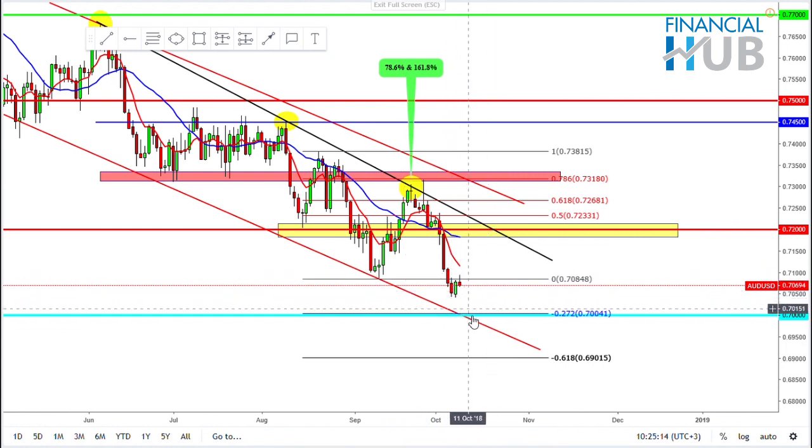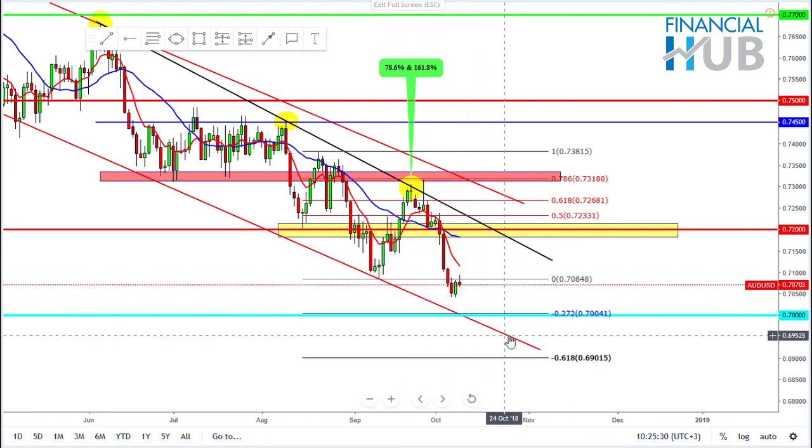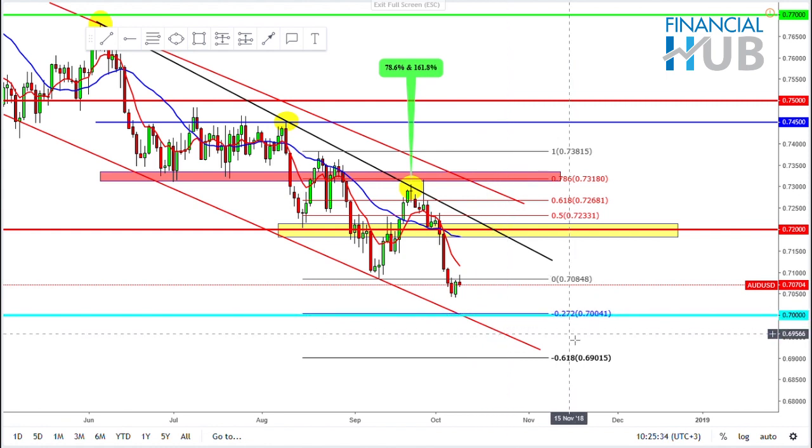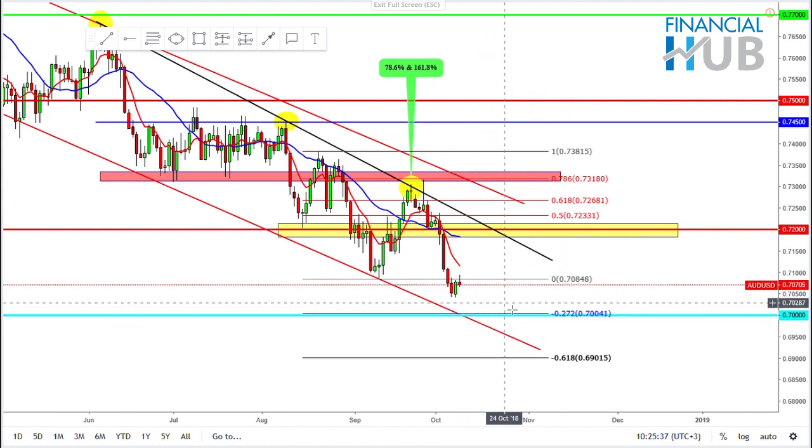And now we're reaching our monthly support, which is in confluence with the 127.2 Fibonacci extension level. And before we get any direction or anything, I'm really supporting this region to be touched. As you can see, it's in confluence with the channel downside target, and the monthly support at 0.700. So before we have any other direction, I'm waiting to have a settle or a consolidation around here.